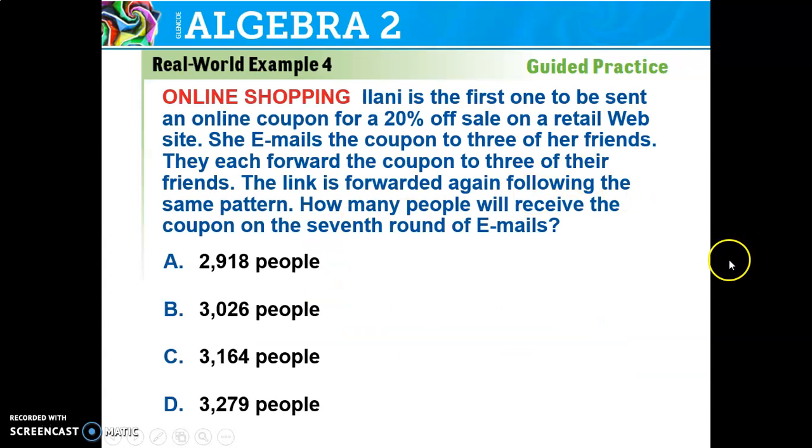Here's a problem for you to try, guided practice. Go ahead and pause it. Okay, and the correct answer is letter D, 3,279 people.